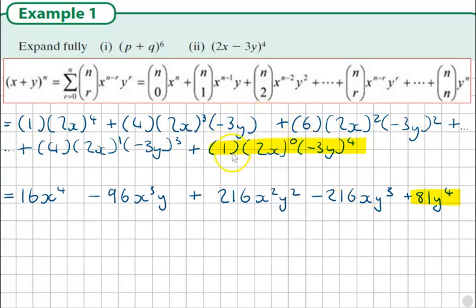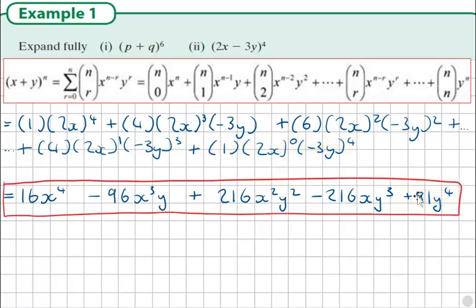And finally, we have 1 times 2x to the power of 0 times minus 3y to the power of 4. So the 2x to the power of 0 is just 1, so it's 1 times 1, which is 1. And that's all multiplied by minus 3y to the power of 4. So minus 3y to the power of 4 is minus 3y by minus 3y by minus 3y by minus 3y, which gives us plus 81y to the power of 4. So this is our answer.